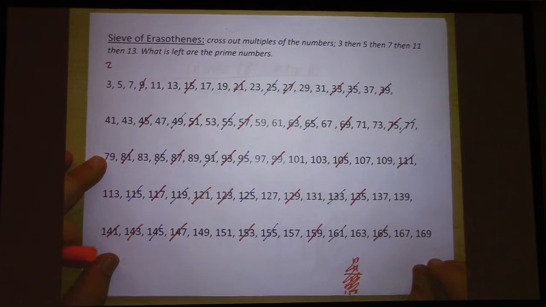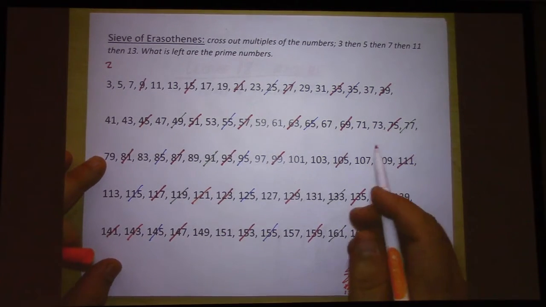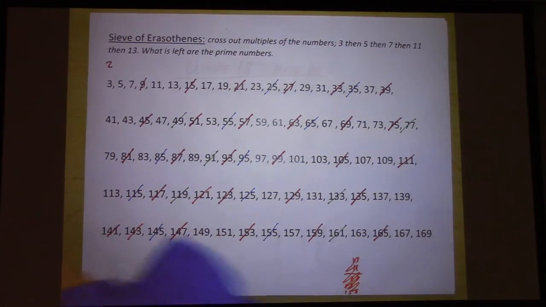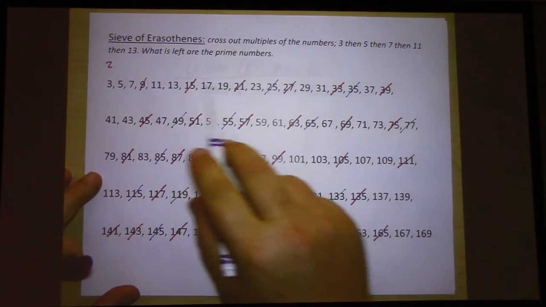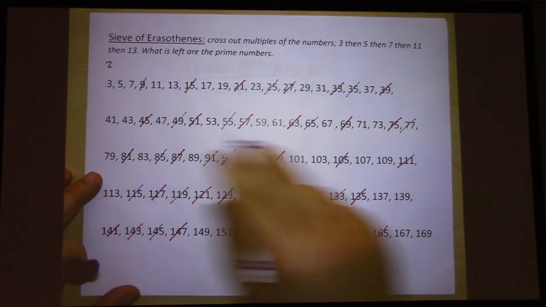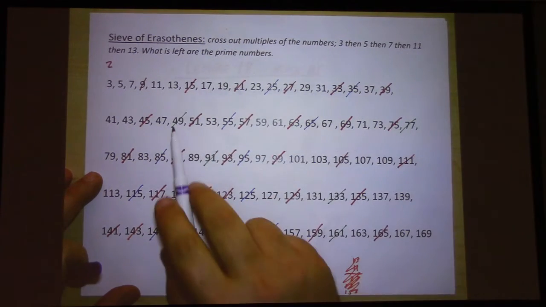11 times 5. What's next? 154, and then add 11, 165, it's already gone. Okay, so there we go. We got multiples of 11. What's next? 13. Let me do that one in purple. So we got 13, 26, 39.